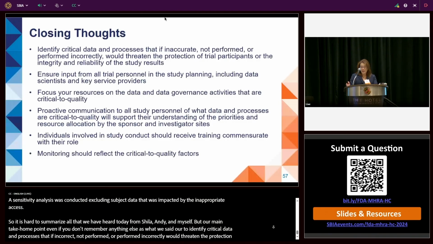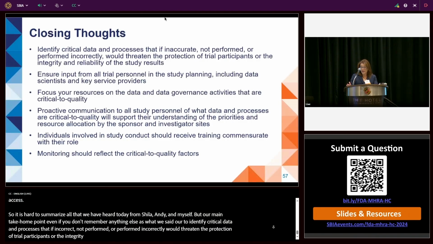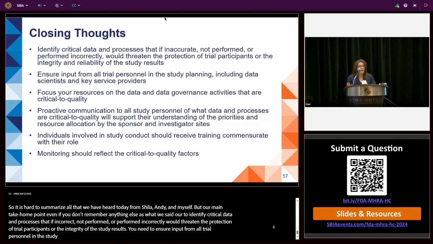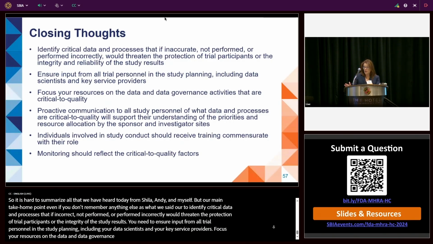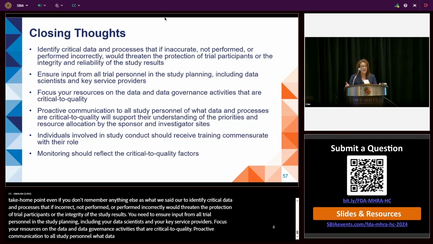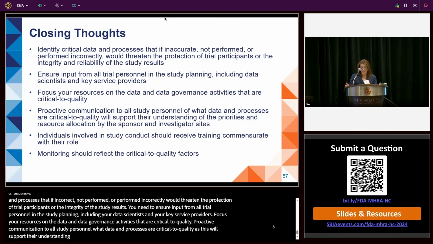You need to ensure input from all trial personnel in study planning, including your data scientists and your key service providers. Focus your resources on the data and data governance activities that are critical to quality. Proactively communicate to all study personnel what data and processes are critical to quality, as this will support understanding of the priorities and resource allocation by the sponsor and investigator site.